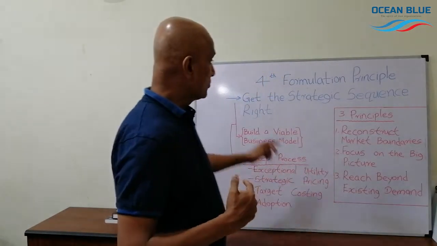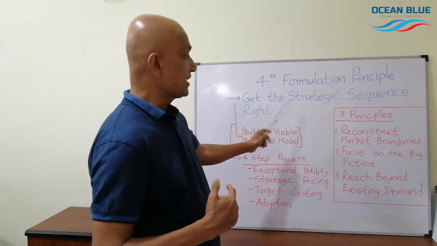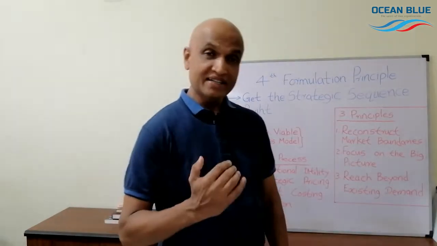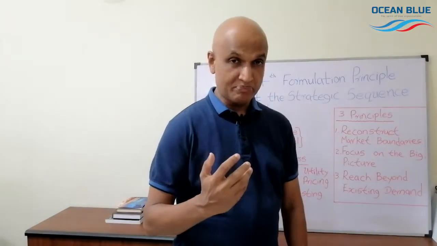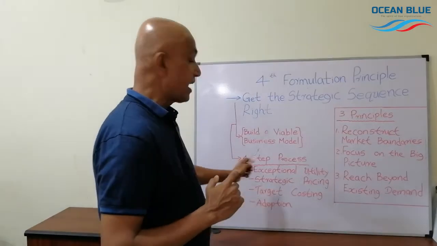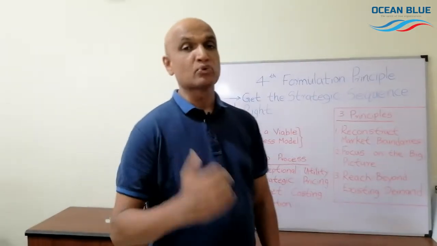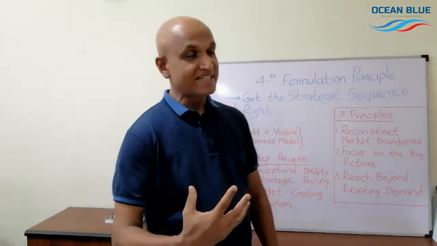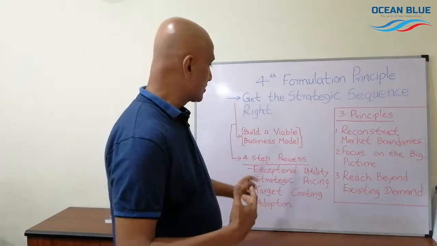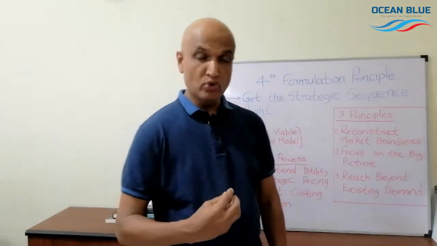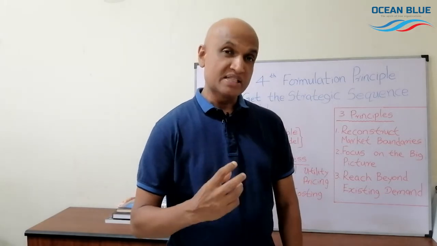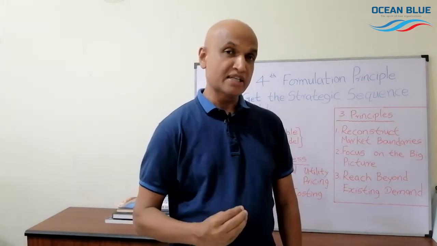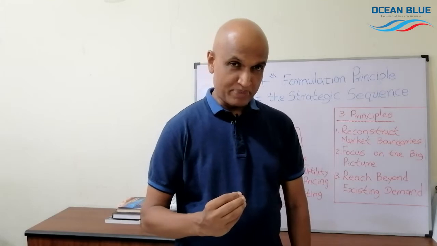Now what is the fourth principle of getting the right strategic sequence? It wraps up all these three principles by concepts and builds a viable business model to execute the blue ocean strategy. Basically it comes out with a product called a viable blue ocean strategy, a supportive, blue ocean strategy friendly business model to successfully execute the idea in the marketplace.